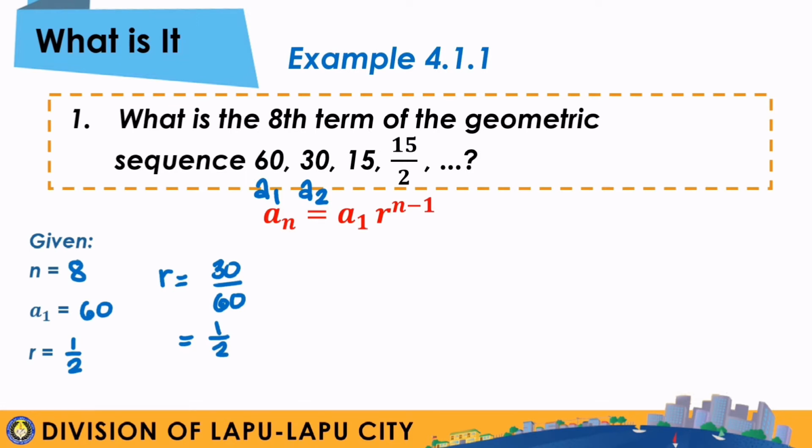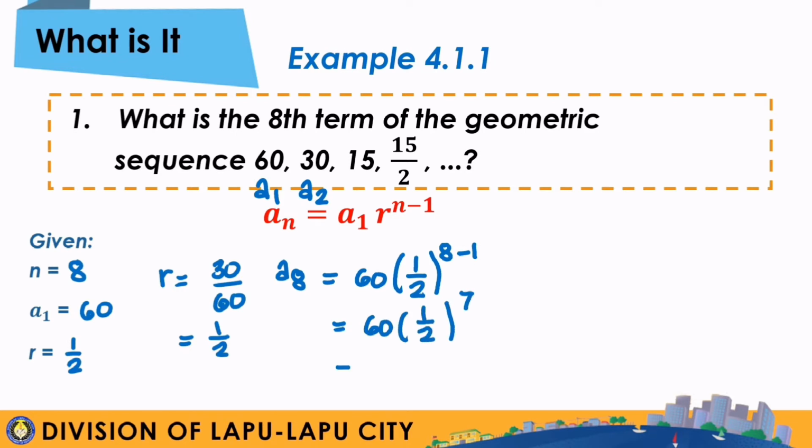Let's proceed with solving for the 8th term. That is, a sub 8 is equal to our first term 60 times the common ratio 1/2 to the exponent n, which is 8 minus 1. Now, let's copy first 60 times 1/2. 8 minus 1 is 7. So, next, copy 60. 1 to the exponent 7 is 1. 2 to the exponent 7 is 128.